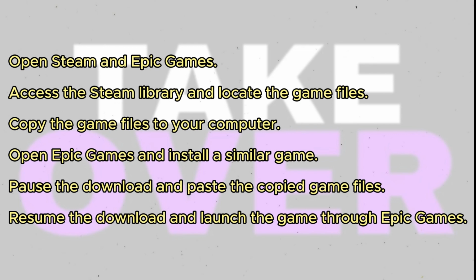Paste game files. Navigate to the folder where the Epic Games installation files are located. Paste the game files copied from Steam into this folder. Resume download. Resume the download in the Epic Games launcher. The launcher will recognize the existing files and complete the installation process.